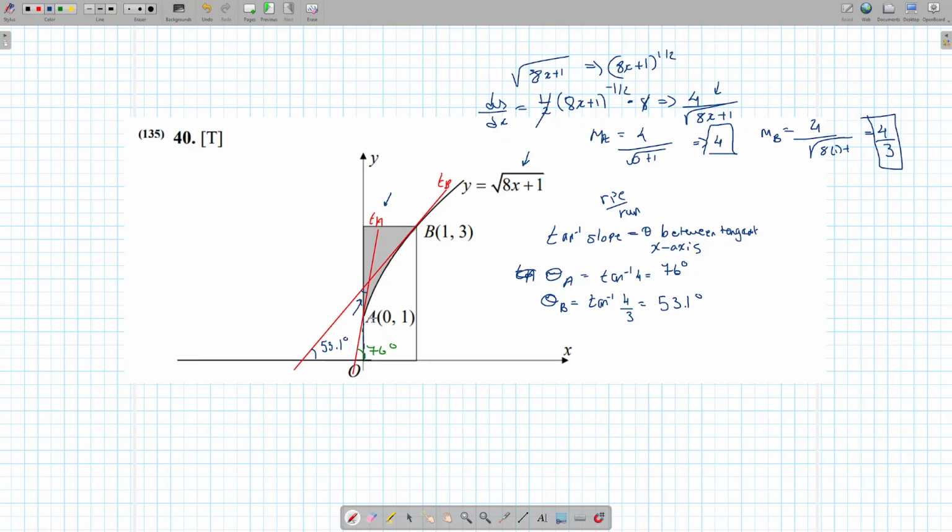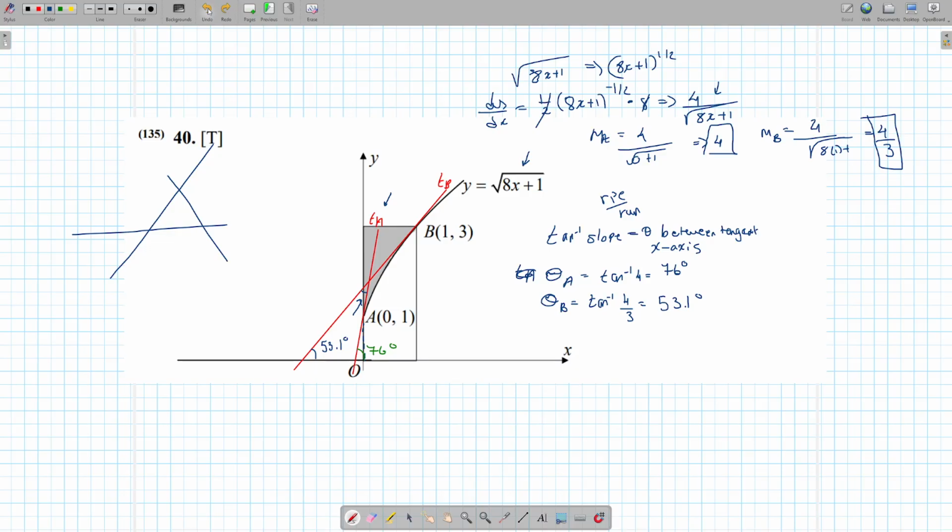Can you find this angle? Of course you can. You can either find this one here by doing 180 minus this and seeing that all the angles in a triangle add up to 180. Or you can just simply do, I'm pretty sure many people remember this rule: if you have an exterior angle, it's equal to the sum of the remote interior angles. So this angle here is equal to this one plus this one. So you can just do 76 minus 53.1.